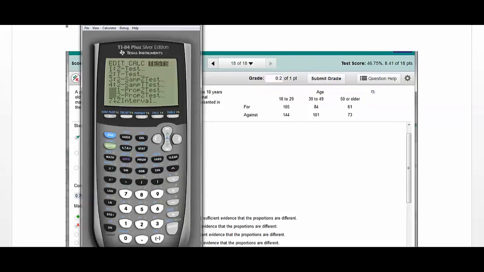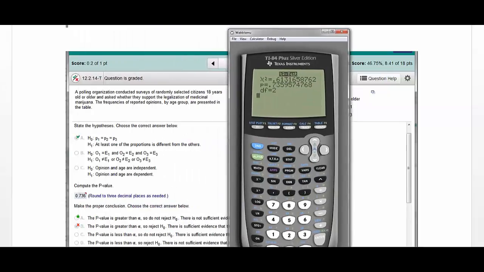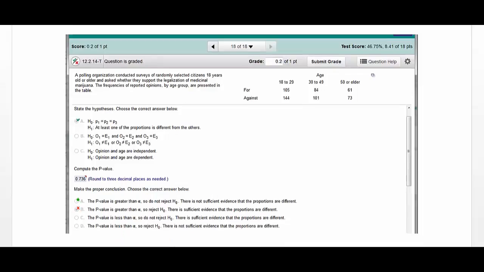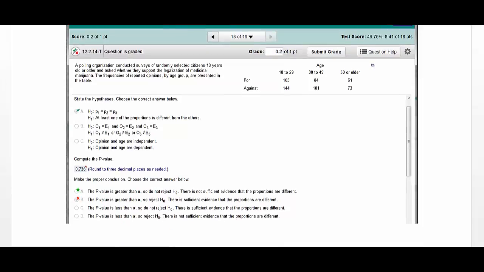and pick a chi-square. Okay, so keep scrolling down until I see chi-square test right there. And then I've put mine in matrix A, hit enter, and it gives me the p-value of 0.736 right there. And that's larger than any of our alphas, so 73% is not anything interesting, so we definitely are going to fail to reject the null on that.